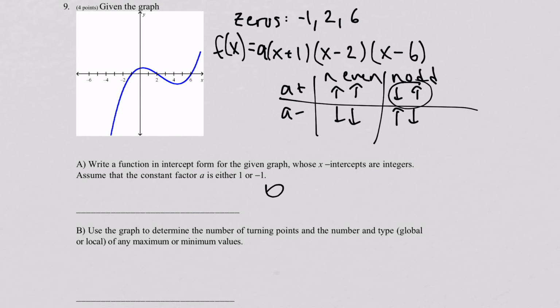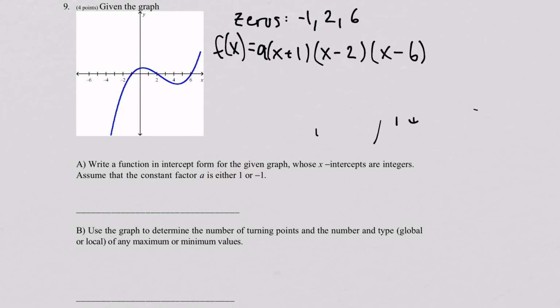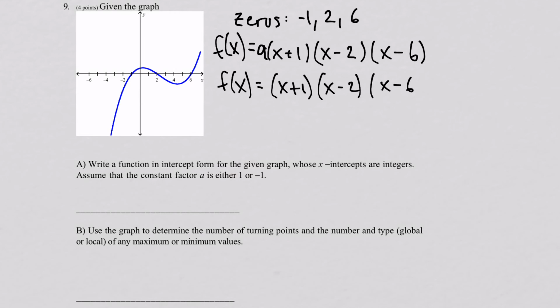Now they've told me here, assume that A is either 1 or negative 1. Those are my only options. I'm not going to try to figure out if it's anything bigger than that. So my only options are, is it positive or negative? The answer is A is positive. So A has to be 1. That's done. A is 1. Because the end behavior is down and up. So I can rewrite this function as f of x is equal to 1. Do I even have to write it? No. X plus 1 times the quantity x minus 2 times the quantity x minus 6.